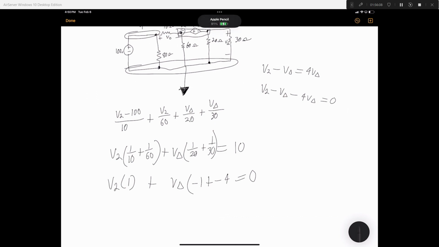Okay. Now let's do a matrix. It'll be a 2 by 2. 1 divided by 10 plus 1 divided by 60, 1 divided by 20 plus 1 divided by 30, 1, negative 1 plus negative 4.